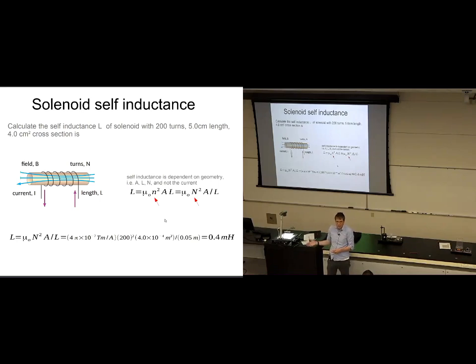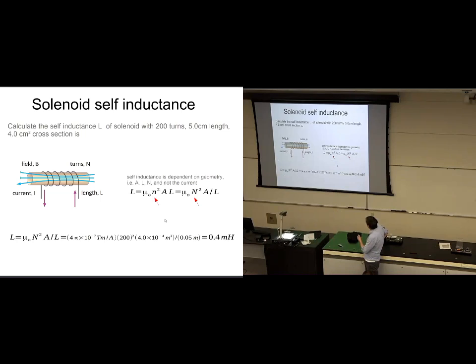I give you the length of the solenoid. I give you the cross-sectional area of the solenoid. You can take that geometry and again calculate the inductance of the inductor, the self-inductance of the inductor. That tells you how much flux you'll get when you drive a certain current through the windings of the inductor. Here's just an example of doing that.